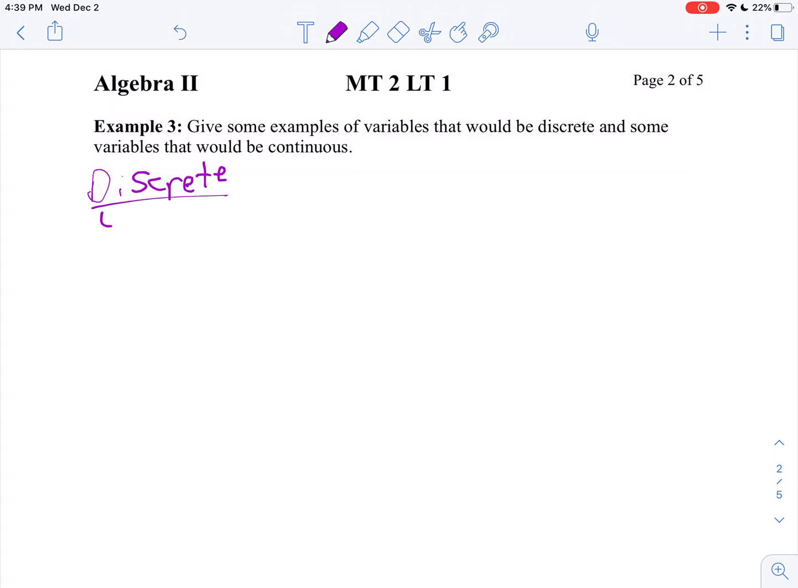what you have to remember, it has to be counted. You're going to count a discrete variable. Whereas when we do continuous variables, we're going to measure them. So for example, how about the number of sales you make in a week? If you work at a used car lot, you get paid by the number of cars you sell. So that would be discrete.